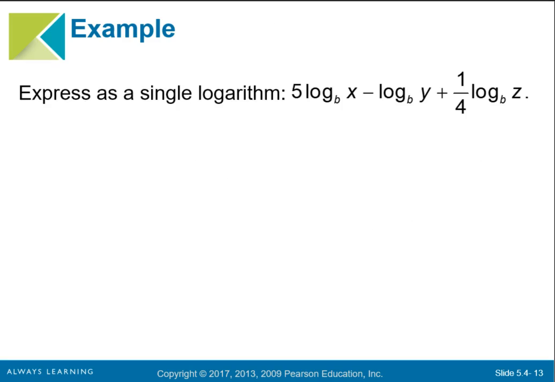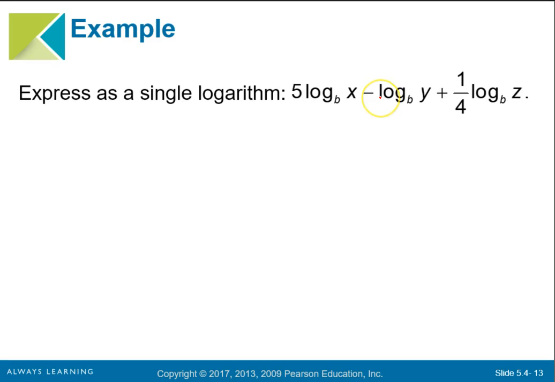All right, so here we're going to take this and we're going to work it backwards. We're going to go from several different pieces and smush it all into one logarithm. So kind of working our way backwards, we're going to take a look at our values down in front. So we have a 5 log base b x, so that's going to become a log base b x to the fifth.